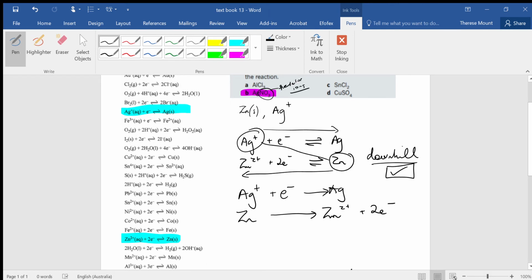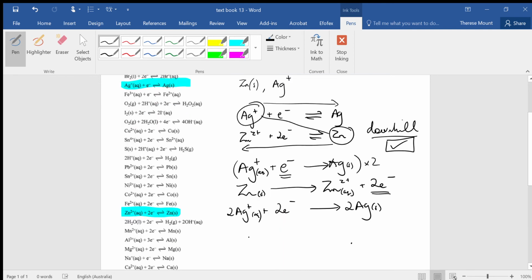Okay, so to add these two together, I really should add my states in as I go. Okay, I need to make sure my electrons are the same value, so I need to multiply everything here by 2. So 2Ag+ plus 2 electrons goes to 2Ag solid. And my zinc there can stay as it is.